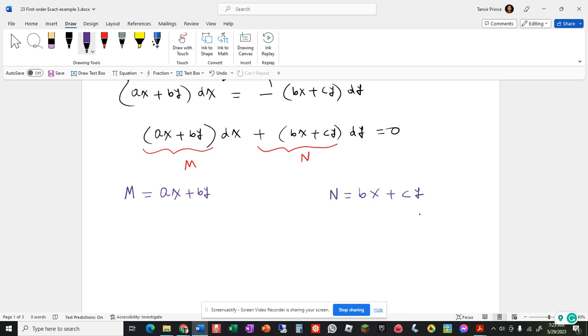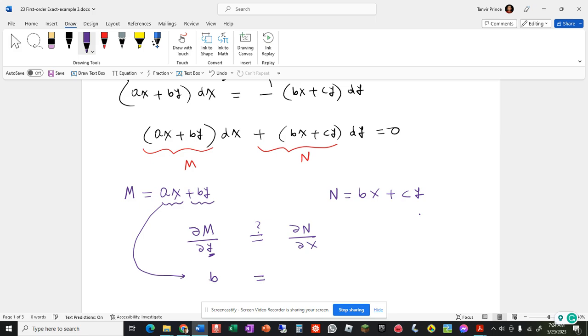So let's check it. I have to check, is it true that the partial of M with respect to y is equal to the partial of N with respect to x? Remember, a, b, c are all numbers. So the partial of M with respect to y: here y is the variable, so ax is like a number, and that derivative is 0. And then the derivative of by is b.